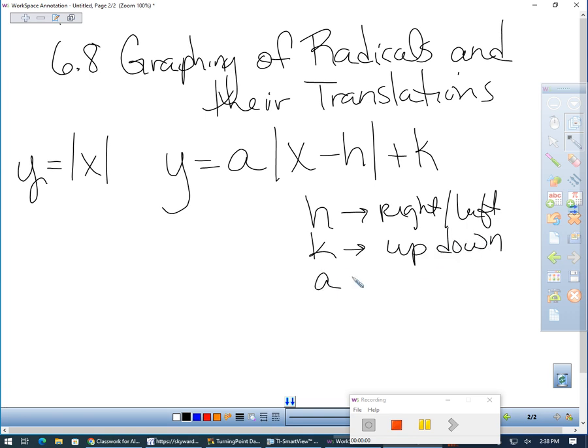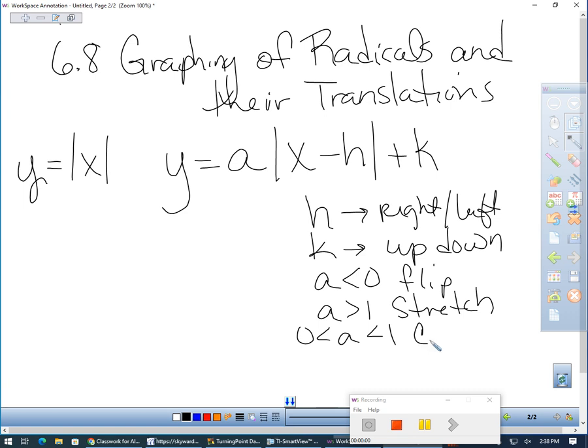And A, let's write this as, if A is positive, it opens up. If A was negative or less than 0, it was a flip. If A was greater than 1, it was a stretch. And if A fell between 0 and 1, it was a compress. Does that sound familiar? Sure.